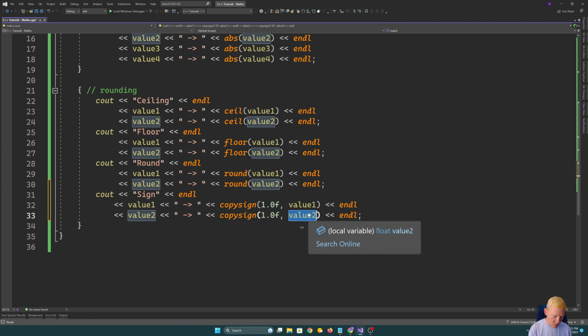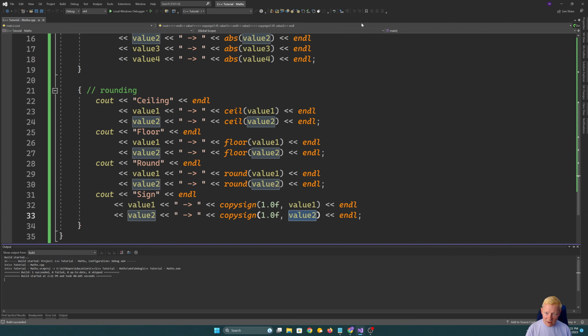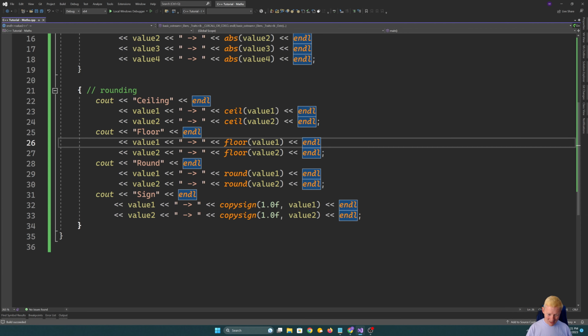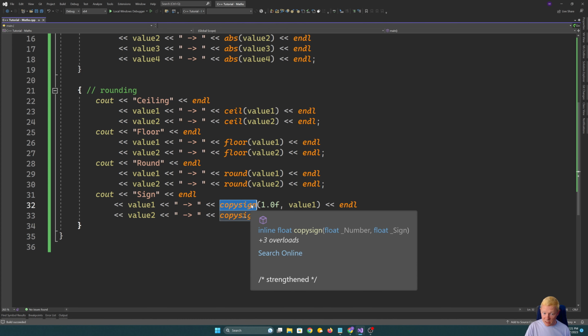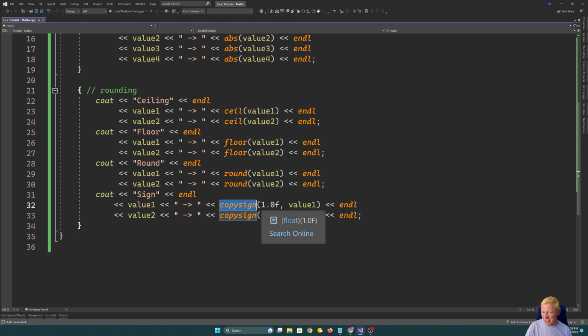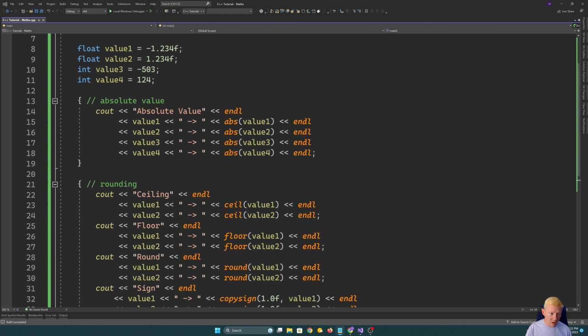Same thing with value 2. So we're going to test that. So we can see sign is working there. So we don't have a dedicated function that you just give a single value, but we can achieve it with a built-in function that's there in CMath with just providing that one additional parameter. So that can be quite handy for that. So there is at least some options there that we can make use of. So okay, we can get absolute values, we can round things, that's pretty handy.